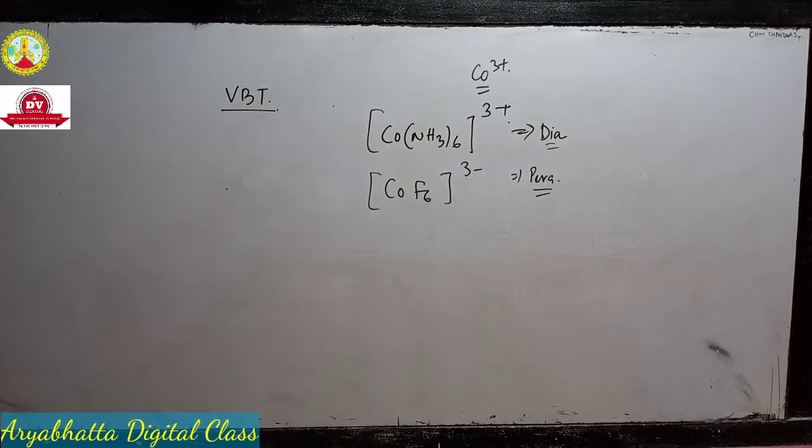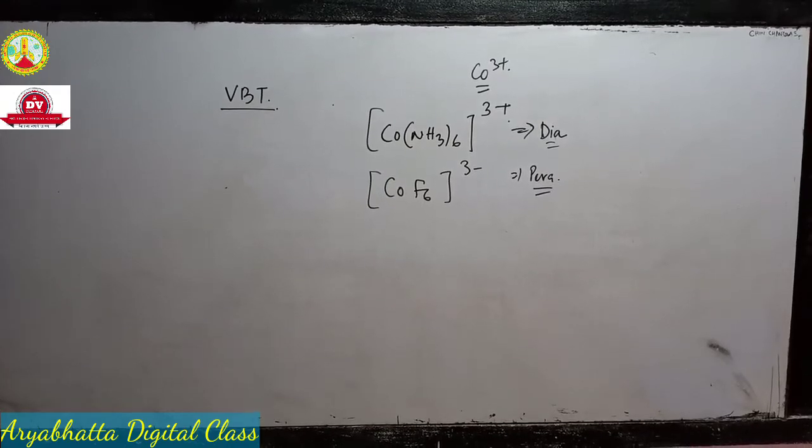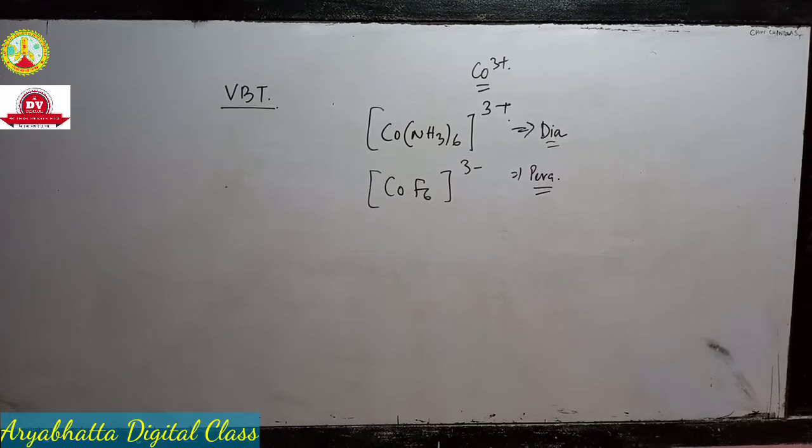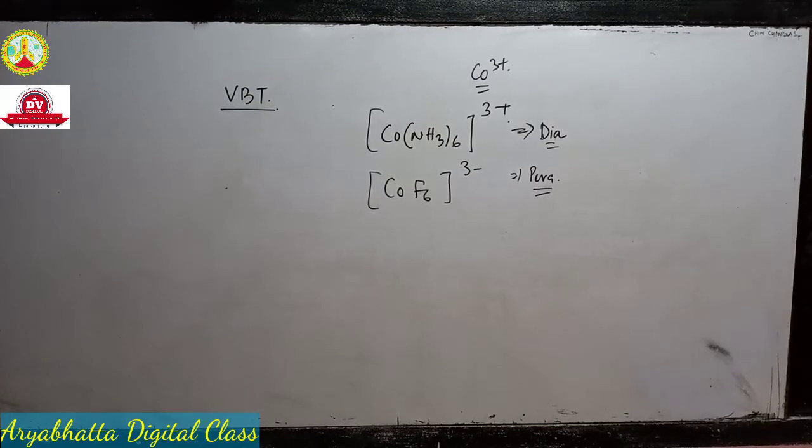Now see, on the basis of hybridization we have explained this dia and paramagnetic behavior, but we observe that valence bond theory is not absolute. It has some flaws. And what are the limitations of the valence bond theory? So basically it is based on some assumptions.